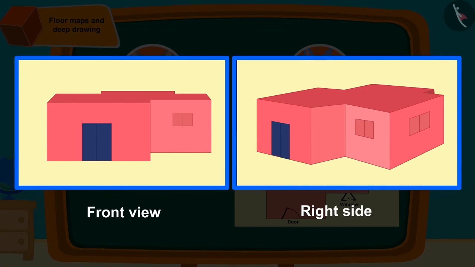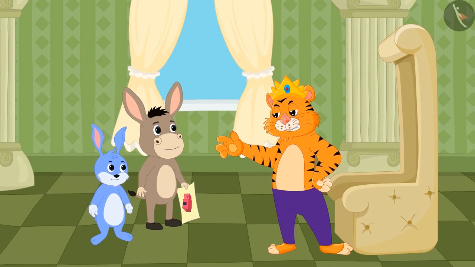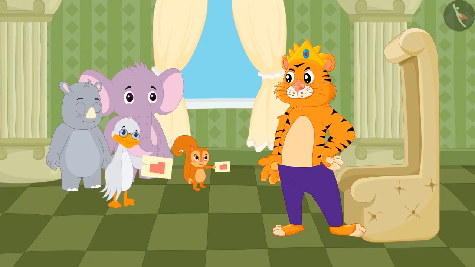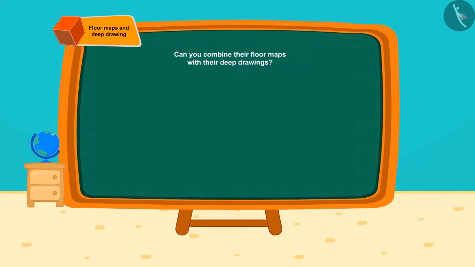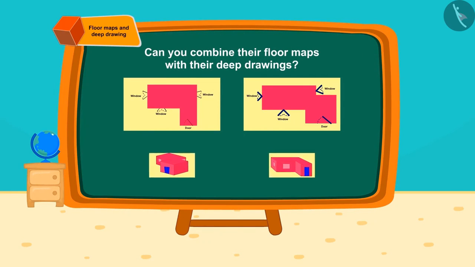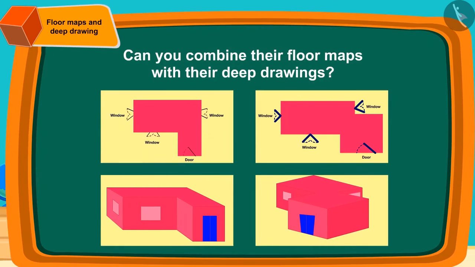The king liked the design made by Bhola, but he wanted to see some more designs by different people. The next day, Chanda and Babble Uncle Duck reached the king's court with their floor map and deep drawings. Can you mix floor maps with the deep drawings? You can find the answer to this question by pausing the video. Well done, kids! Your answer is absolutely right.